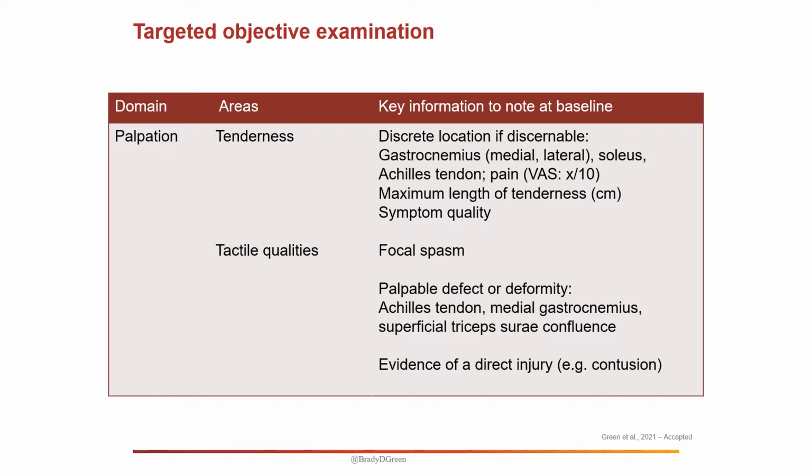Is there an area of focal spasm? Is there a palpable defect or deformity, which can be more obvious with Achilles tendon insults versus a calf strain? And it certainly can be more obvious with superficial medial gastrocnemius injuries if there's been an extensive injury in that distal muscle tendon junction and involving the free connective tissue aponeurosis.